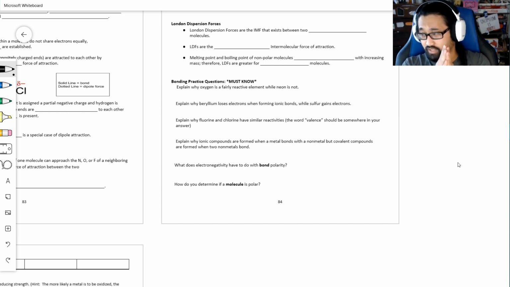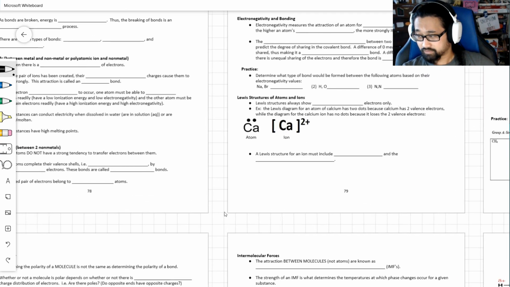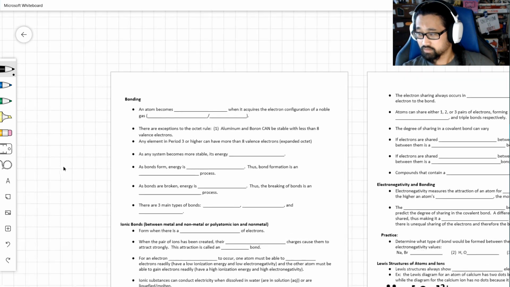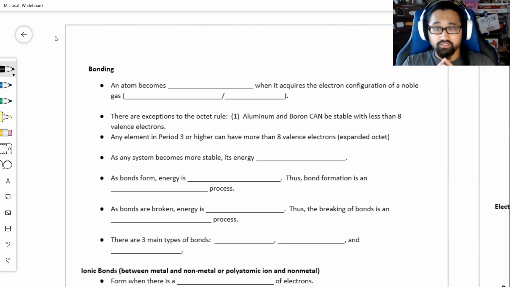I want you guys to have the same notes, the same little added stuff that the kids who are in class have. So let's pick up here on page 78, talking about bonding. The reason that bonding exists in the electron section is because all bonding comes down to electron interactions. What happens when one atom and another atom come close enough to each other that their electrons interact and they possibly stick and bond to each other, right?